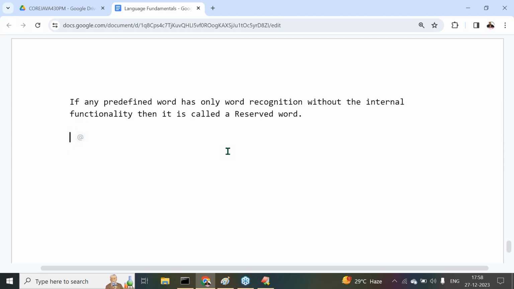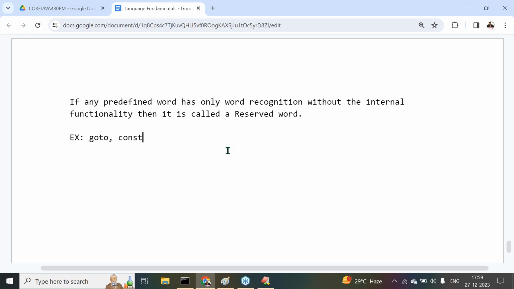Examples for reserved words: goto is an example. Goto is available in the C programming language. In Java also the goto predefined word is available, but it doesn't have any internal functionality. Without any internal functionality, we are unable to use this predefined word in our Java program. If we use this reserved word in a Java program, we get a compilation error. Just the name is reserved, but the implementation and functionality are not provided.